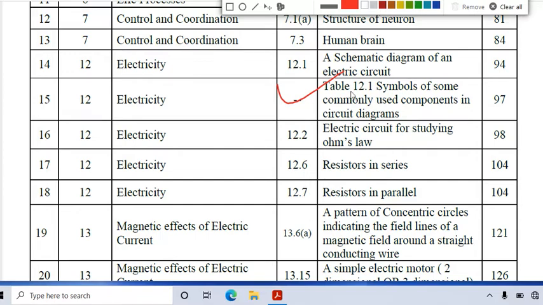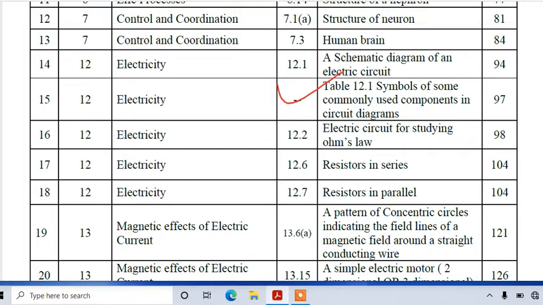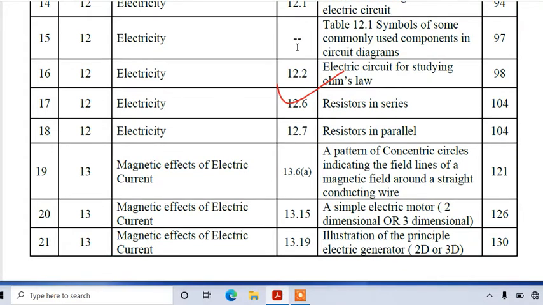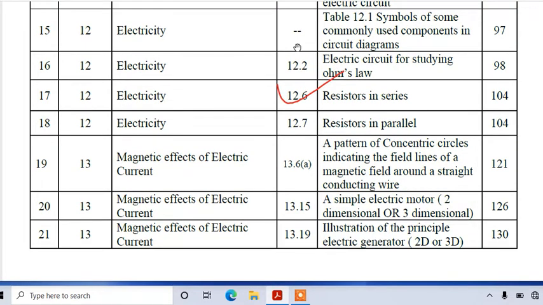Next we have magnetic effect of electric current. From that you have to practice figure number 13.6a, a pattern of concentric circles indicating the field lines of magnetic field around the straight conductor wire. Sometimes this question is asked along with a writing part, and in the same question the figure is also asked.